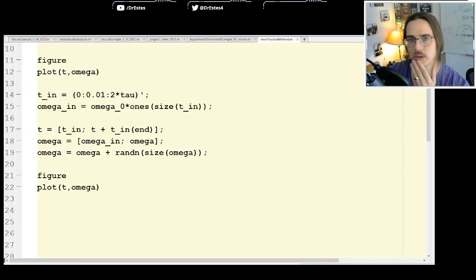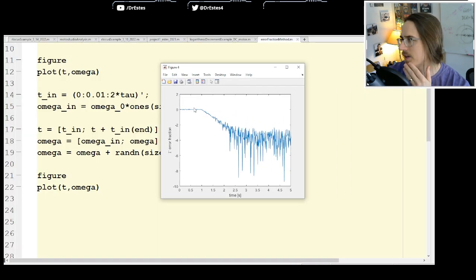Let's go over here. This is how it's deteriorated. So, I see what you're saying. I mean, you have to decide where you think it is that the noise starts to really deteriorate the slope.